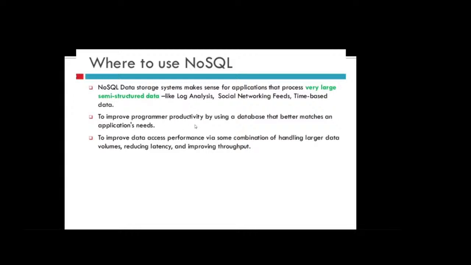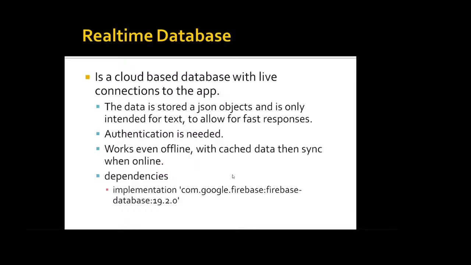To improve programmer productivity by using a database that better matches an application's needs. To improve data access performance via some combination of handling large data volumes, redundancy, latency, and improving throughput. So the applications where even if some amount of redundancy is there, we don't have to worry about those things. So that is where the NoSQL database really picks up.